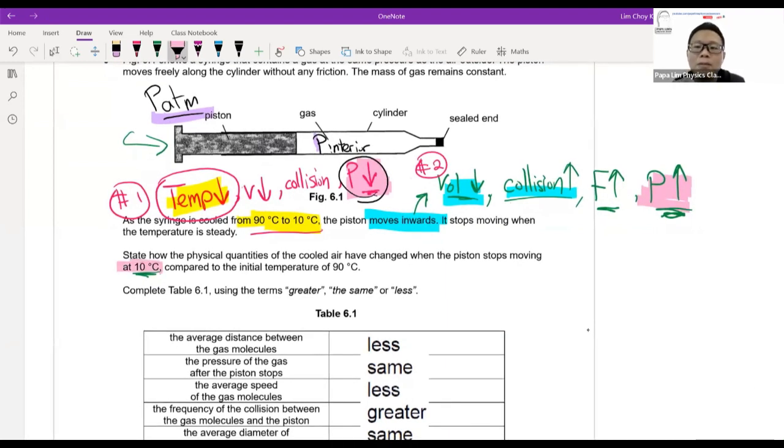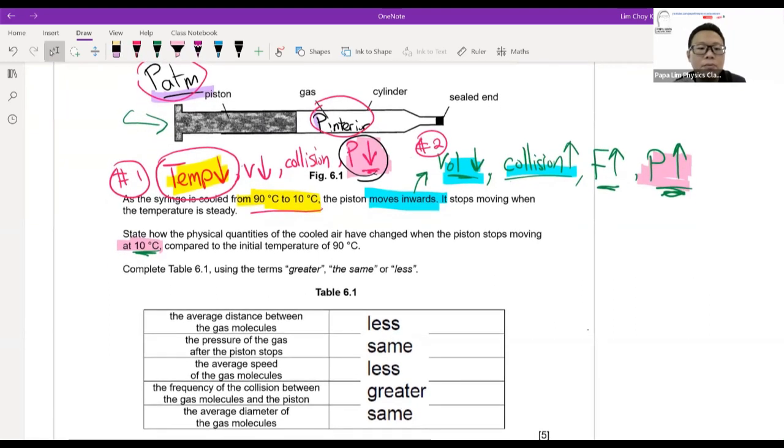Because when the piston stops moving, it will mean that the interior pressure will be equal to the exterior pressure. And what happened in this particular situation? You find that the pressure of the gas after the piston stops actually remains the same as it is at the beginning. Because every time I drop, the pressure will increase back at the second scenario. So every time I drop a few notches, I will increase a few notches at the other scenario. So you find that the pressure actually remains the same.